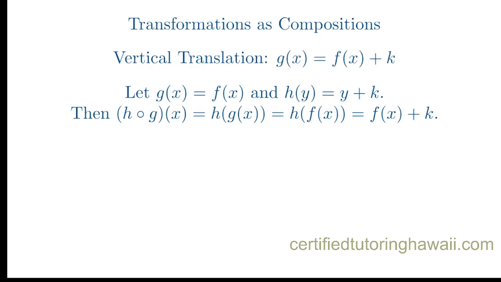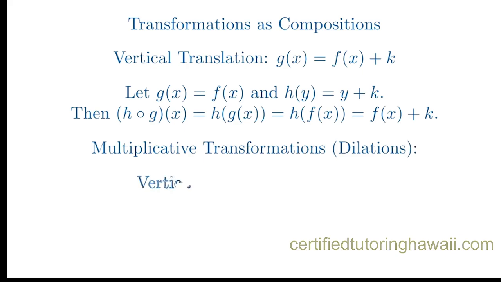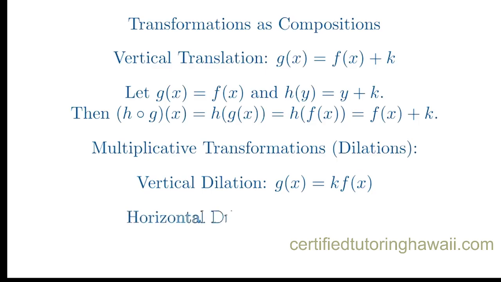The same principle applies to dilations, or stretches and compressions. A vertical dilation, where we multiply the whole function by k, is a composition of f with a scaling function. Similarly, a horizontal dilation, where we multiply x inside the function, is a composition of a scaling function with f. Decomposing functions into these simpler inner and outer parts makes it much easier to analyze complex functions and understand their behavior on a graph.